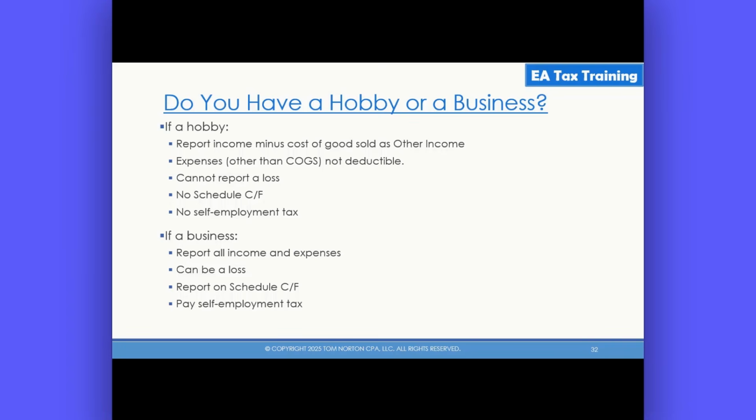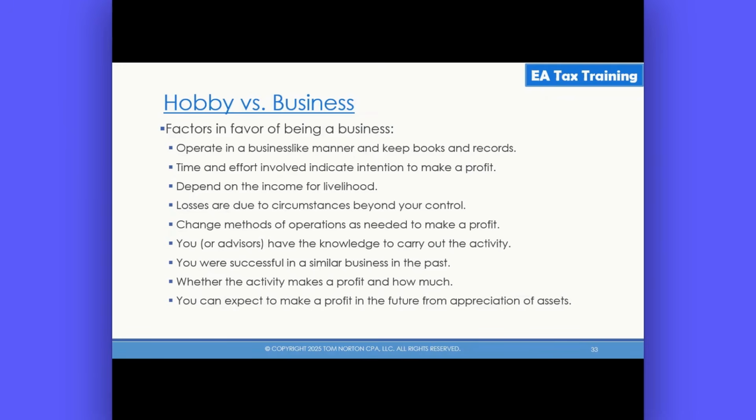So, how do we decide whether it is a hobby or a business? Well, it's not always black and white. You have to look at several factors. So these are the factors that would be in favor of the activity being a business rather than a hobby. First of all, is it operated in a business like manner? And do they keep books and records? That would make it look more like a business. Also, the time and effort involved could indicate an intention to make a profit. So, how much time and actual effort are you putting into this activity?